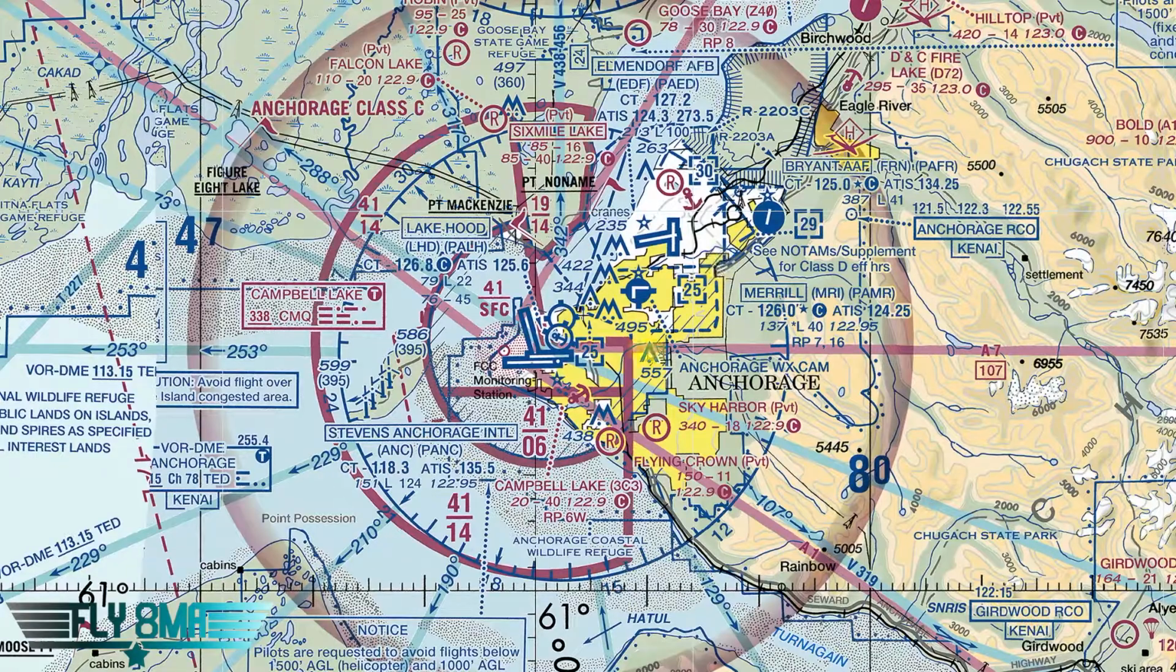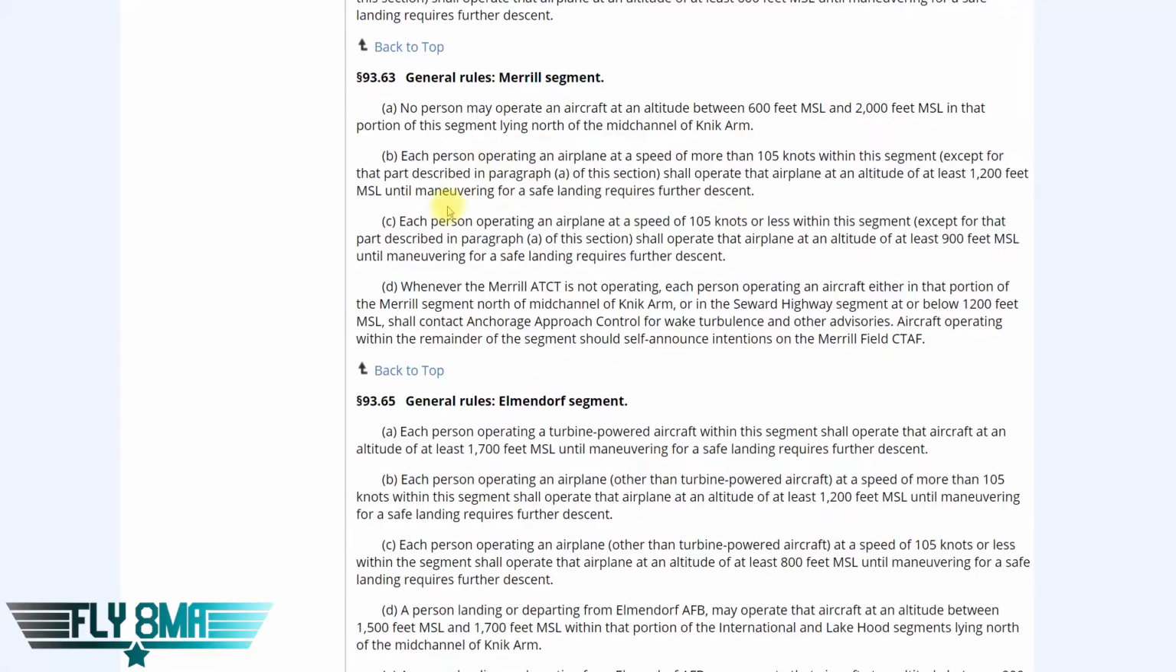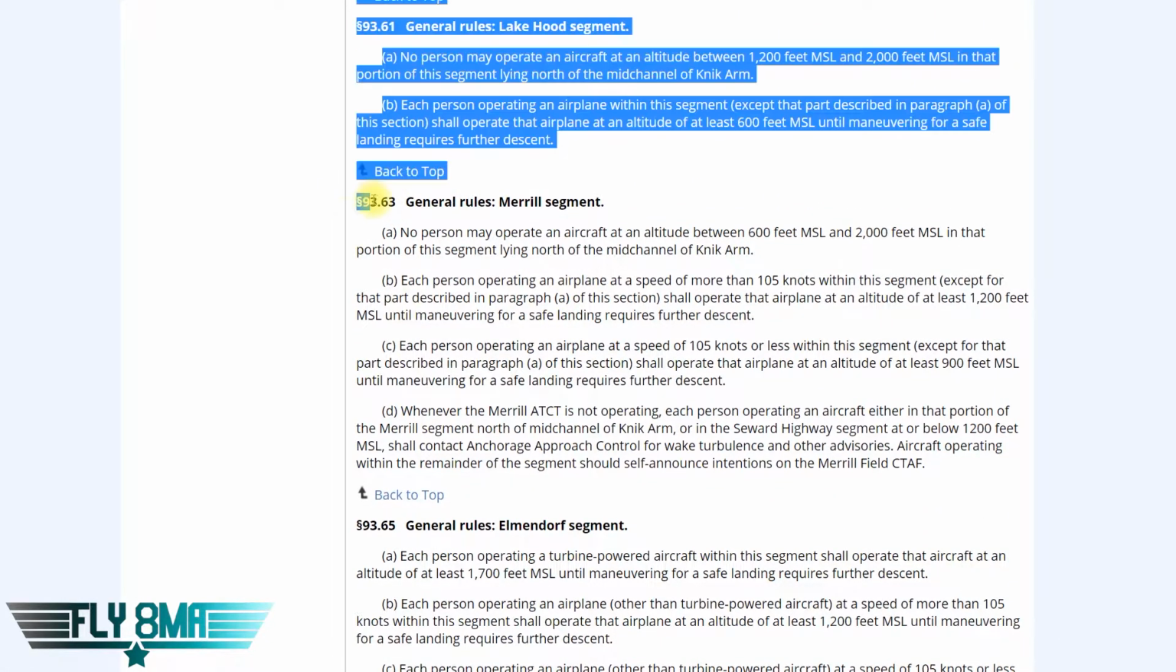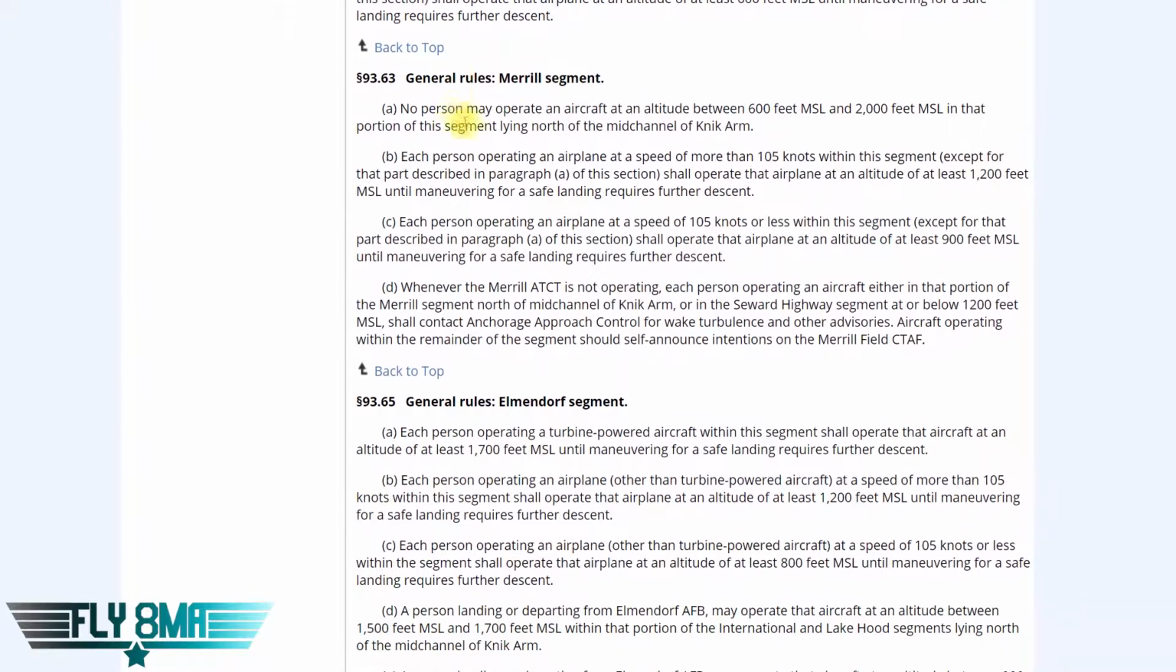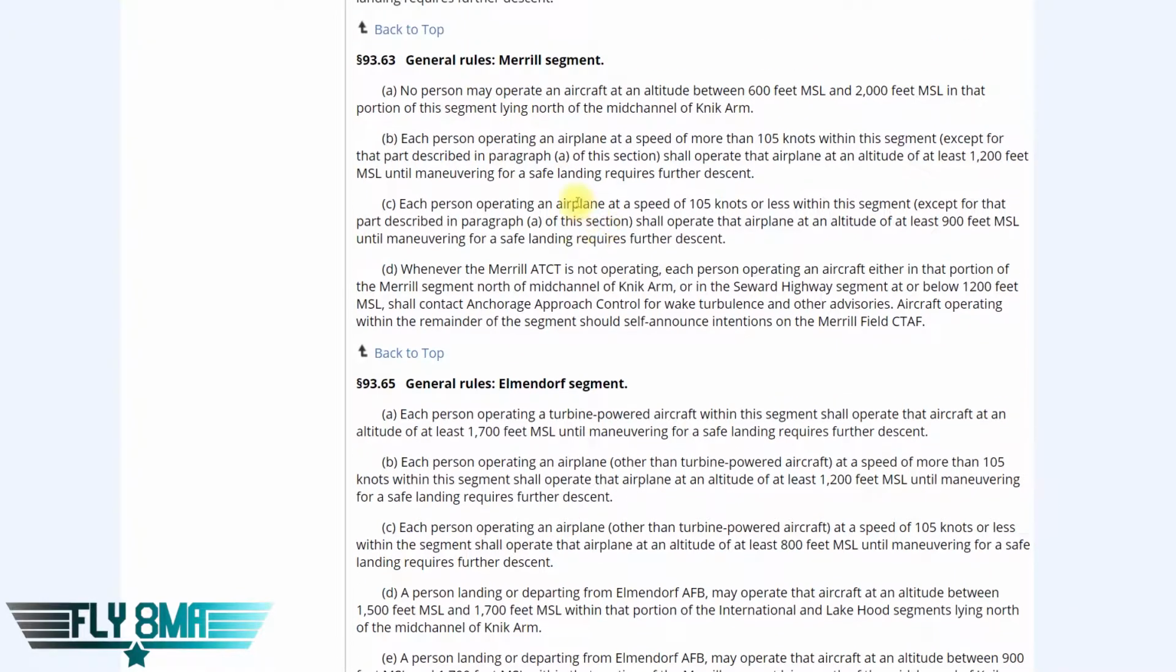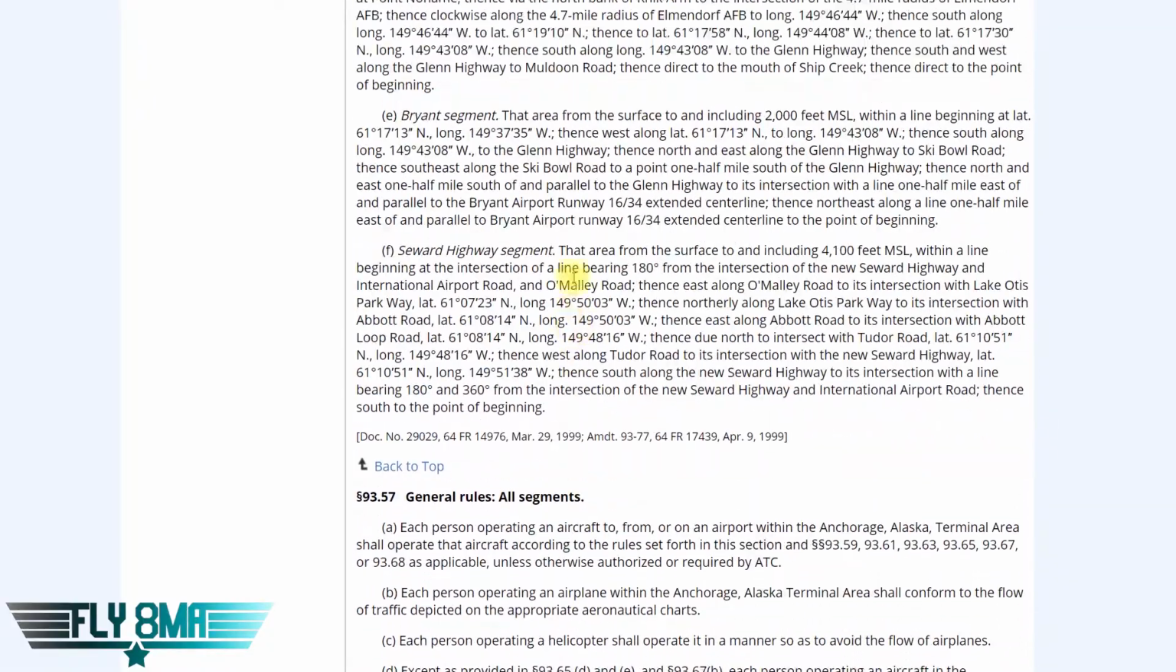Alright, so for starters, what we are talking about is the SATR, the Special Air Traffic Rule that exists around Elmendorf, Merrill, Lake Hood, in the Anchorage area here. That is that white space you see on the sectional chart here. So if you're wondering why the ground is white and not green or some other color, that is a SATR, Special Air Traffic Rule. And Special Air Traffic Rules are covered by Part 93. So just like we have Part 91 we're used to, this is Part 93. And we have some general rules for the Merrill segment of the SATR that exists around Anchorage.